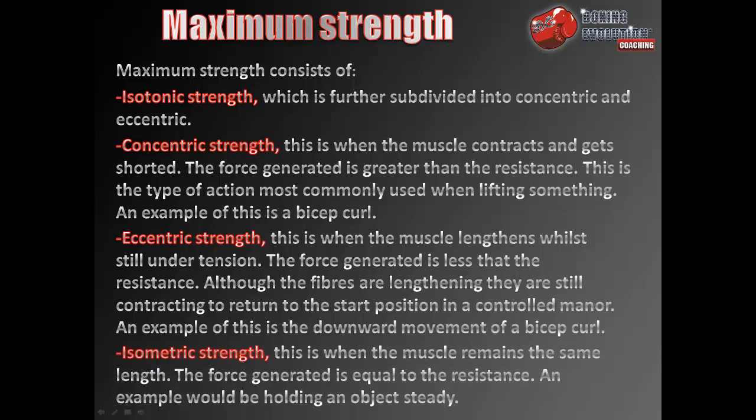Isometric strength. This is when the muscles remain the same length. The force generated is equal to the resistance. An example would be holding an object steady.